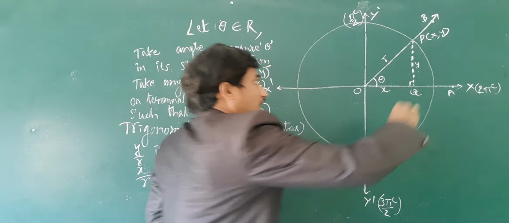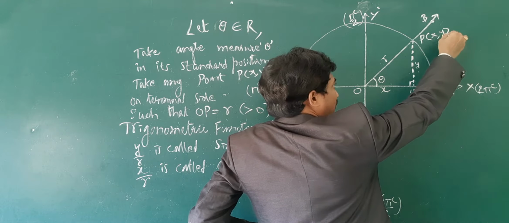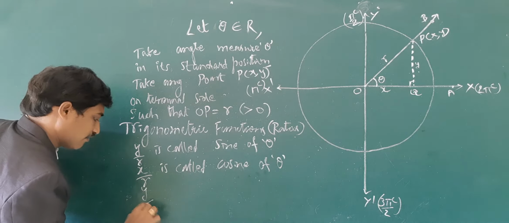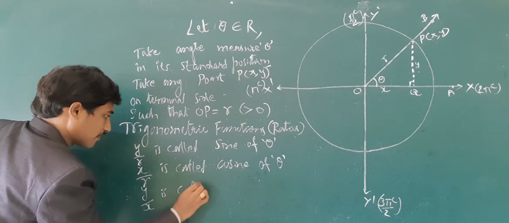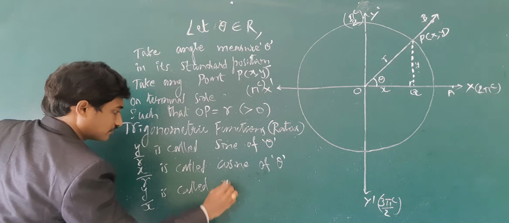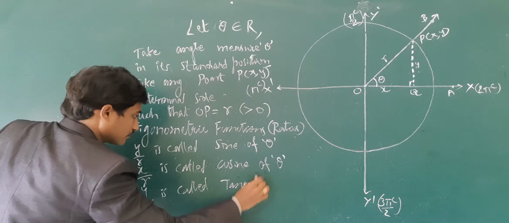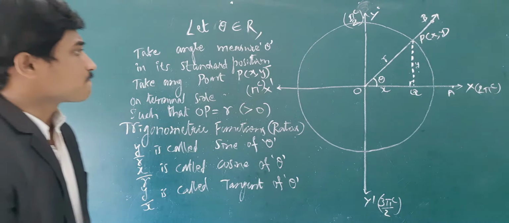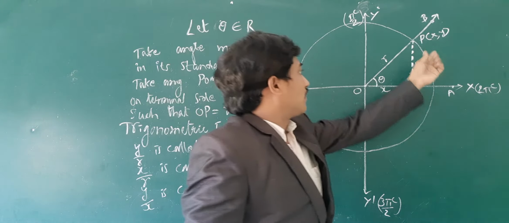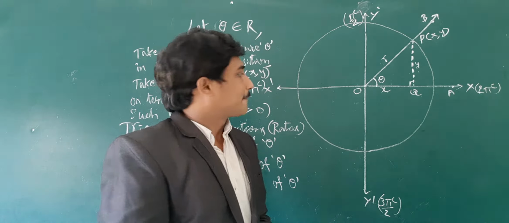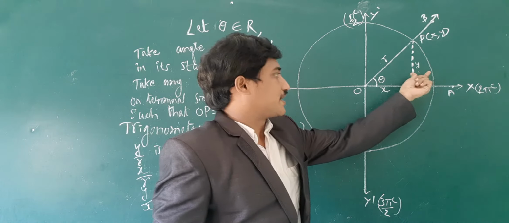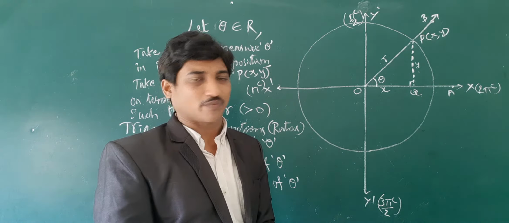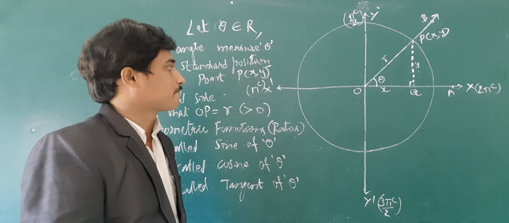Here, the ratio of the y coordinate and x coordinate, y by x, is called tangent theta, the tangent of the angle theta. Based on a right angle triangle, the opposite side to theta by the adjacent side to theta is called tangent theta. Next, the reciprocals.